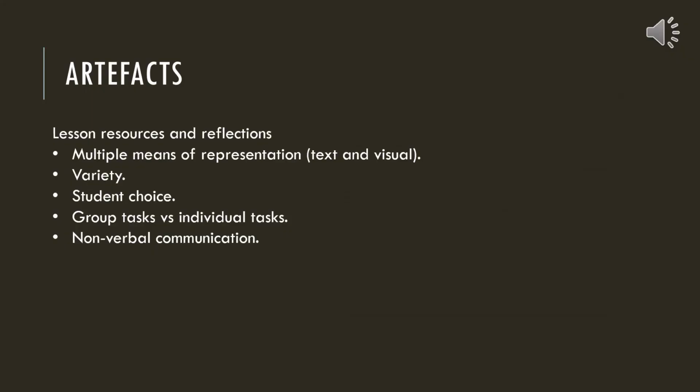An analysis of artifacts, such as lesson resources and lesson reflections, revealed similar features that were shared by most of the artifacts. For example, most artifacts included multiple means of representation of information, for example in textual and visual forms. Most artifacts reflected clear stages within the resources that included a variety of activities. All the artifacts had some degree of student choice.